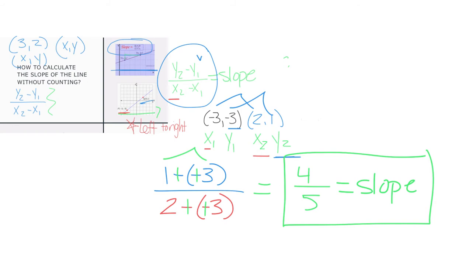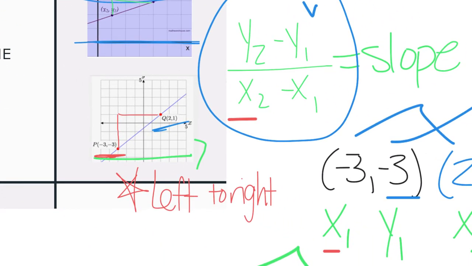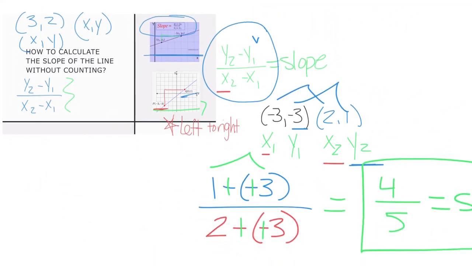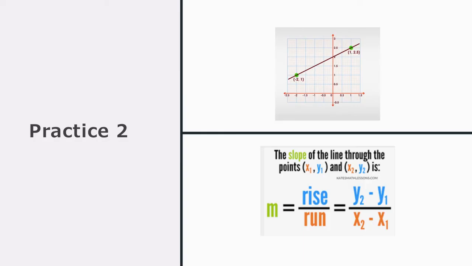So let's look at the actual picture and see if I was right. This isn't always going to be there, right? But I go up 1, 2, 3, 4, and I go over 5. Okay, so yes, that's our slope with just using our points on a graph. All right, so your second part, same thing.